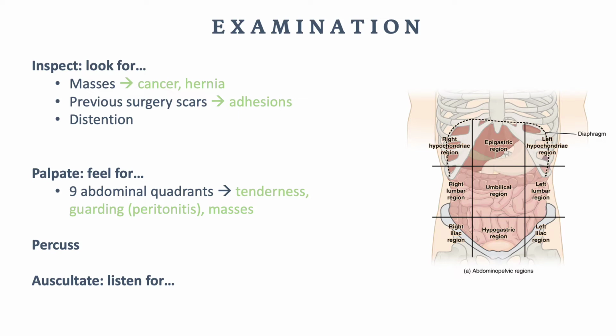Feel for any tenderness, any guarding which might suggest peritonitis, and also feel for any masses. After percussing the abdomen, you'll need to auscultate and listen for any bowel sounds. In bowel obstruction, these will be absent or tinkling. And don't forget to perform a rectal examination for completion.